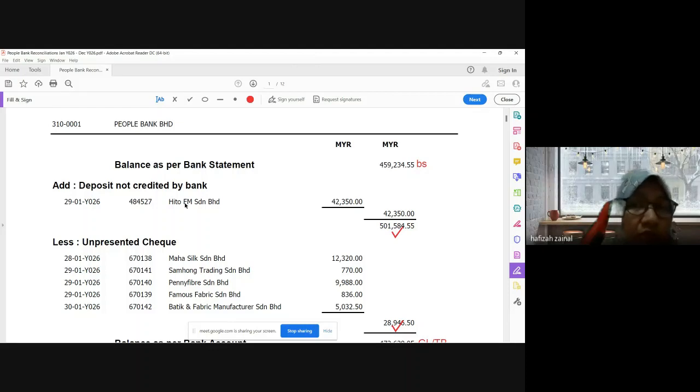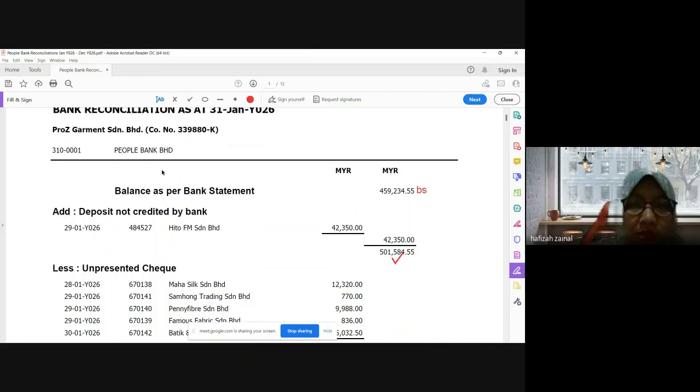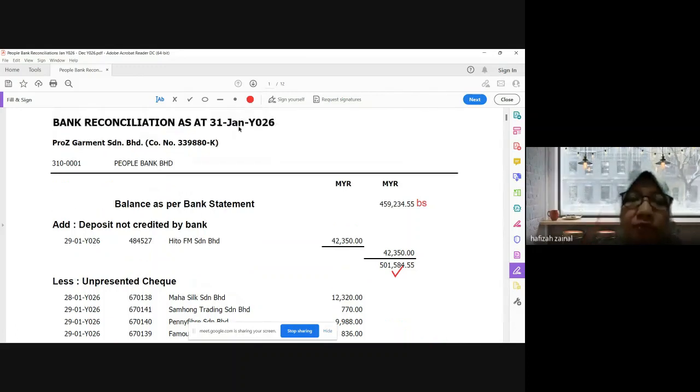So as per when? As per December, as per January. Let's say for instance, in the bank statement of January it is not yet credited, meaning when will it be credited? It will be credited in the month of February. So what we do, normally we trace to the bank statement in February. We check whether this amount has been deposited or not.